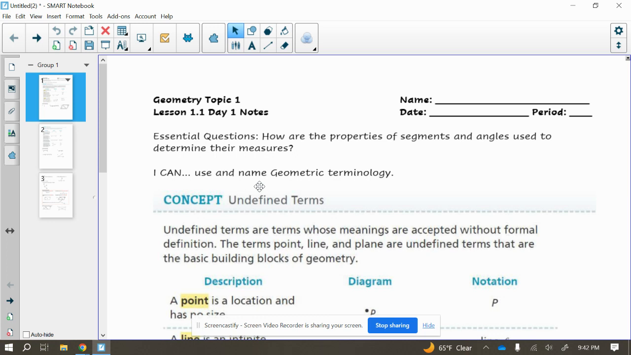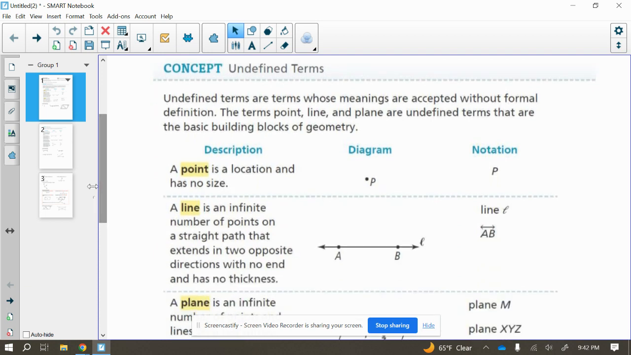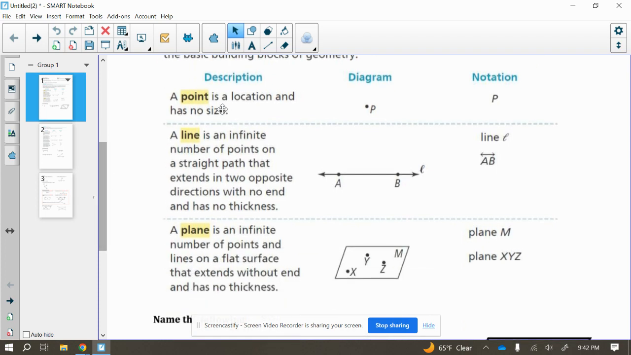Hi, everyone, and today we are going to talk about the first lesson in topic one, and we're specifically going to focus on using and naming geometric terminology. Now, what we have in geometry as our most basic vocab word is the idea of an undefined term. An undefined term is basically the basic terminology we need to be able to define all of our other words. There basically are three building block words, and that is point, line, and plane.